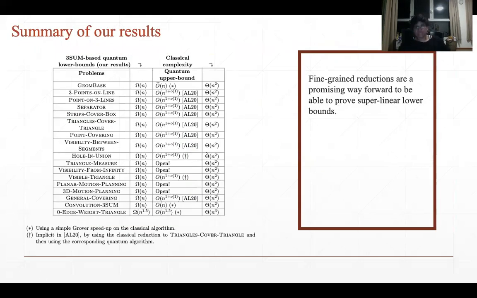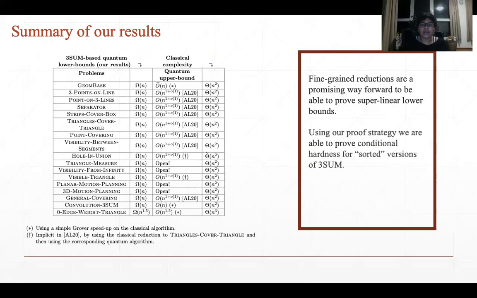And to summarize, we see that fine-grained reduction is a promising way forward to be able to prove superlinear lower bounds. To be more precise, what it is able to prove are lower bounds that are beyond the query lower bounds. And using our proof strategy, we are able to assert the hardness of sorted versions of threesome, which, though very trivial to prove in the classical setting, was not at all trivial to quantize in the quantum setting.